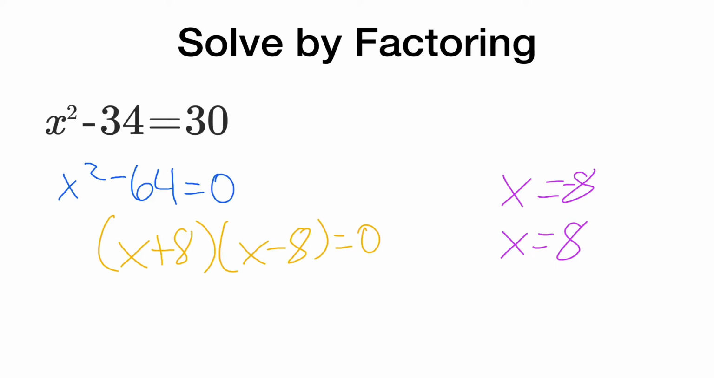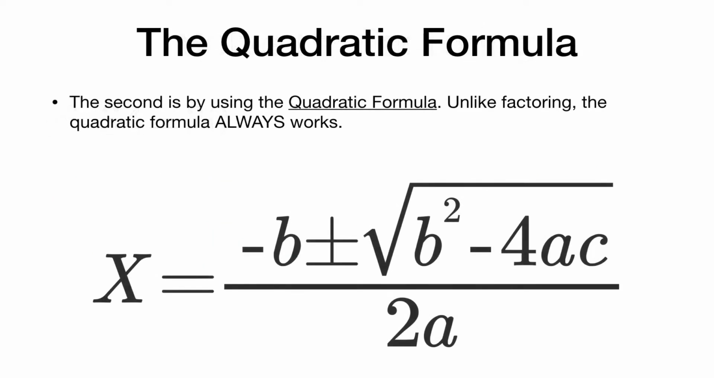We have a second way that we need to solve, though, and that is through the quadratic formula. The second is by using the quadratic formula. Unlike factoring, the quadratic formula always works because sometimes we can't factor because it's, say, imaginary numbers or various other reasons. So let's plug in some things. The formula is negative b plus or minus the square root of b squared minus 4ac, and all of that is over 2a. Now, I'm going to tell you my first step after I get everything set up is I like to do this part first. So that's what we're going to do here.